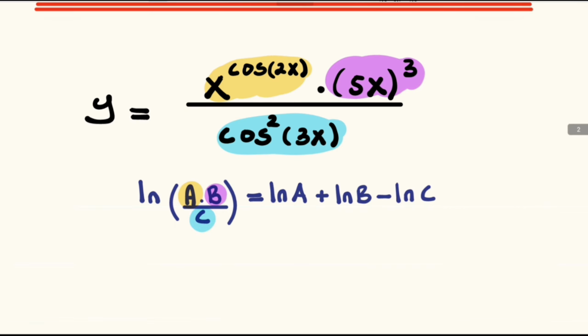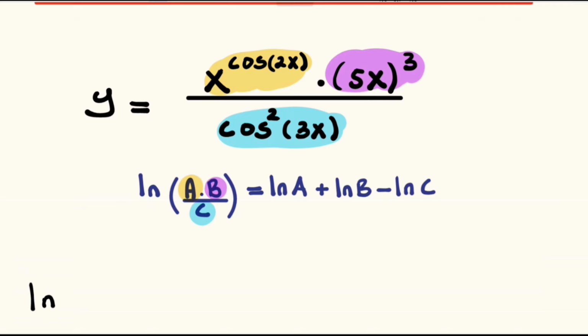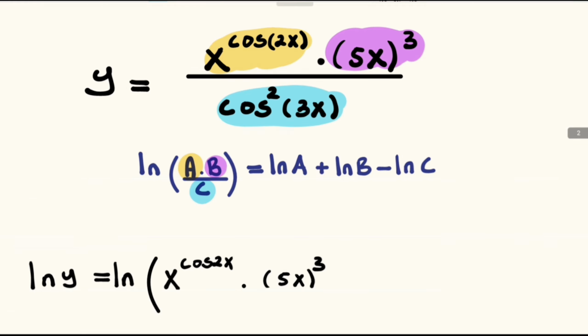So we apply log both sides of the equation. So we are going to have the ln y, which will be equal to the ln of x raised to the power cos 2x multiplied by 5x raised to the power 3 divided by cos squared of 3x.